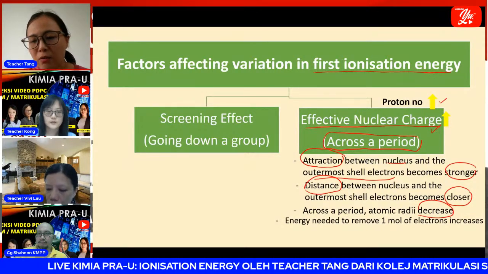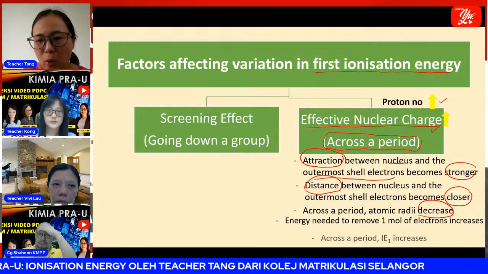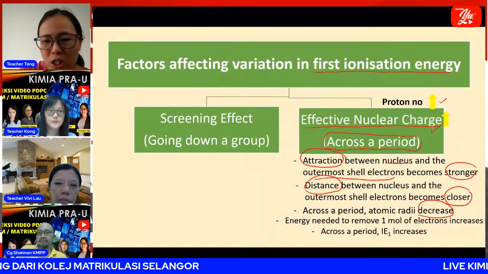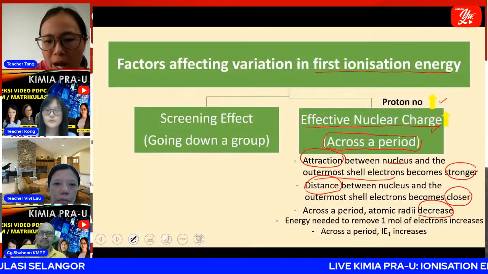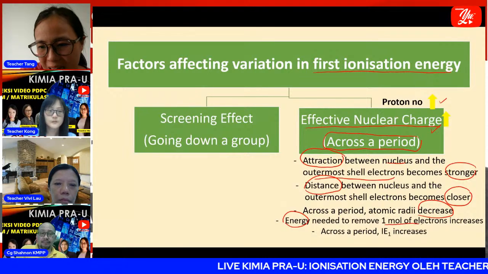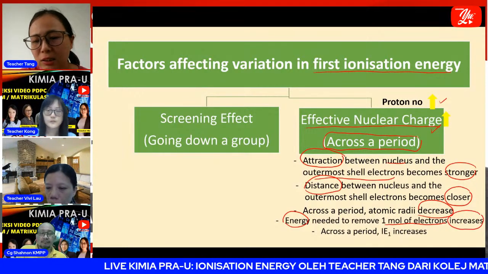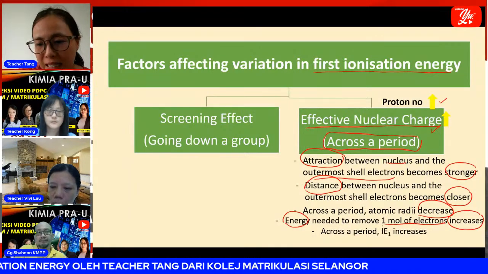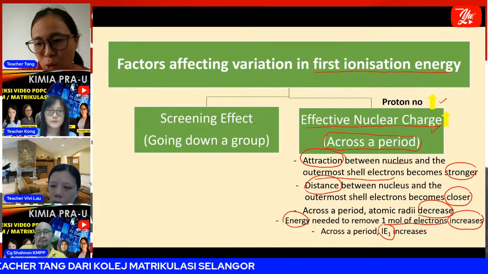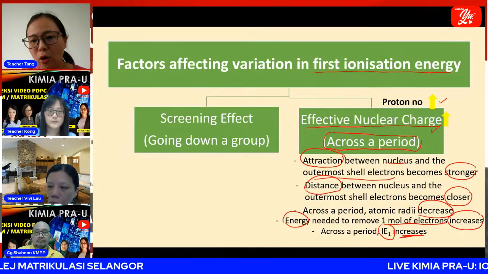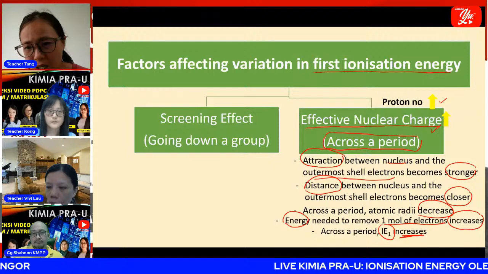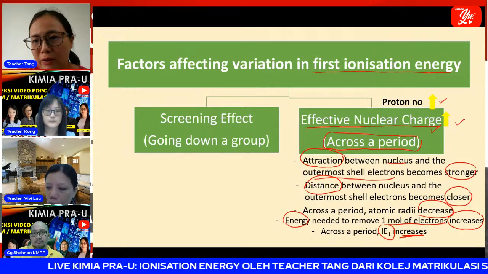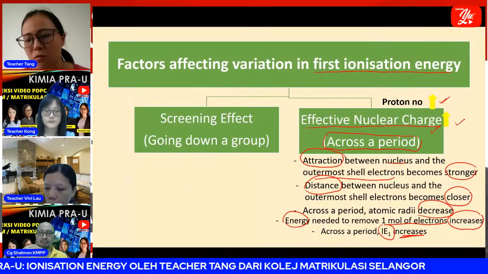Across a period, atomic radii become smaller. Okay, so when atomic radii become smaller, it means that now we need more energy to remove one mole of electrons. Okay, and this causes the first ionization energy of elements to increase across a period, because atomic radii across a period become smaller due to the increase in the effective nuclear charge, as the proton number increases across a period.